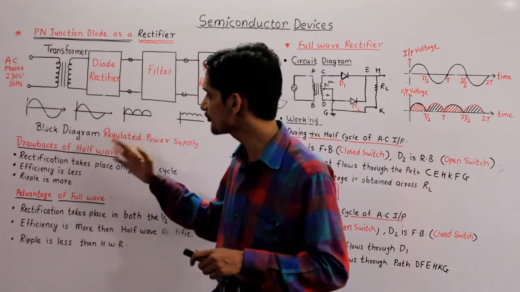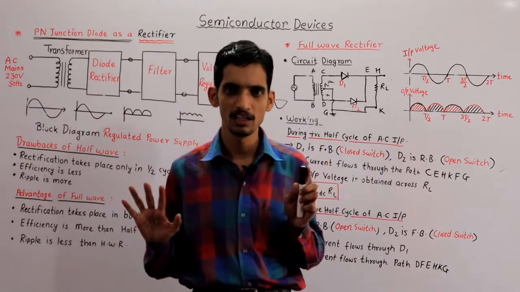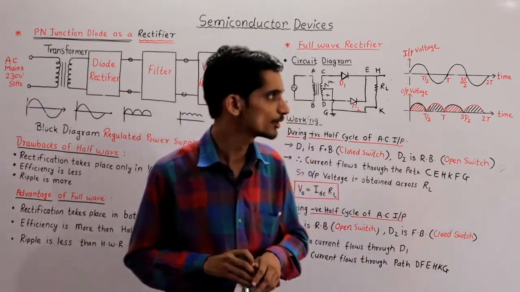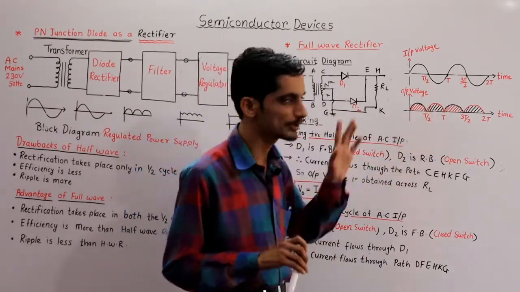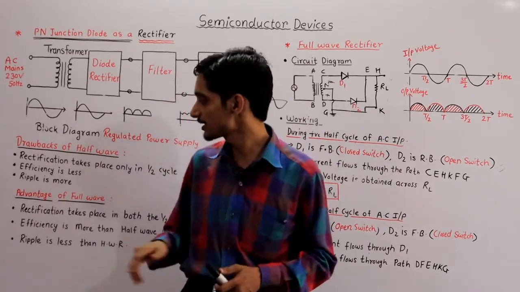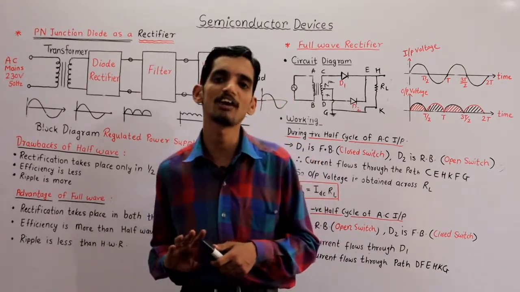If you consider half wave rectifier, it is easy to remember all the drawbacks and advantages, and working itself indicates. In half wave rectifier what happens? We are only utilizing half cycle. That's negative half cycle is wasted. That's time we are not fully utilizing the input. So rectification takes place only during one half cycle. So this is a drawback of half wave rectifier.